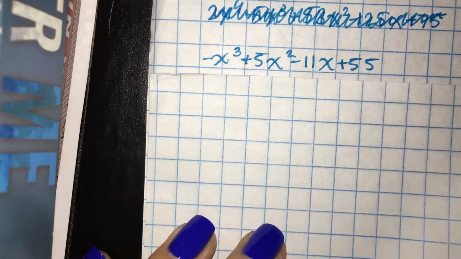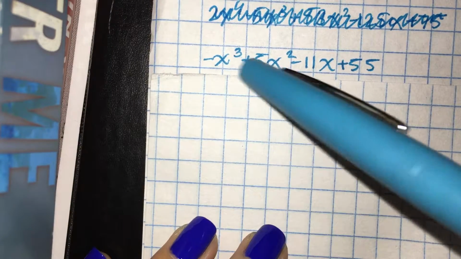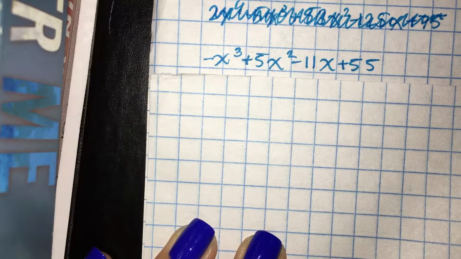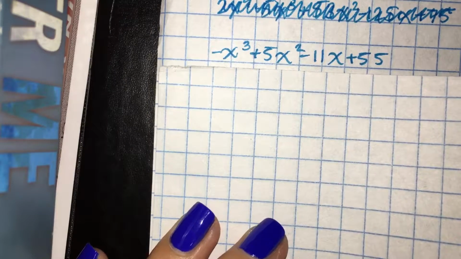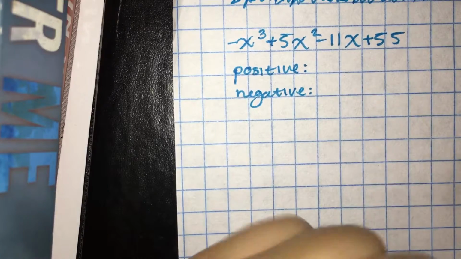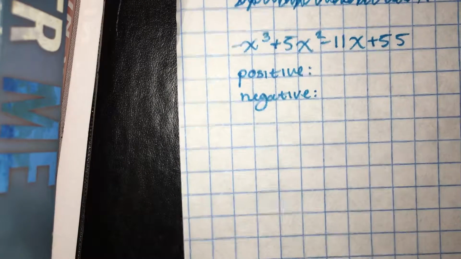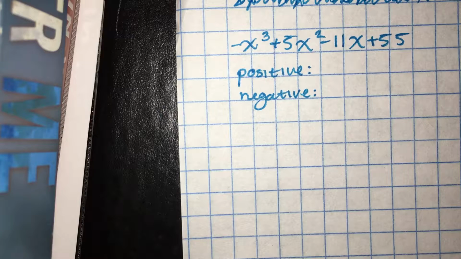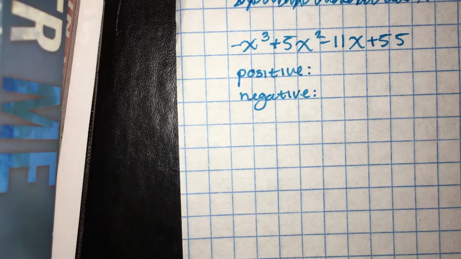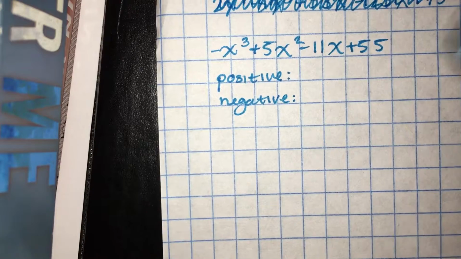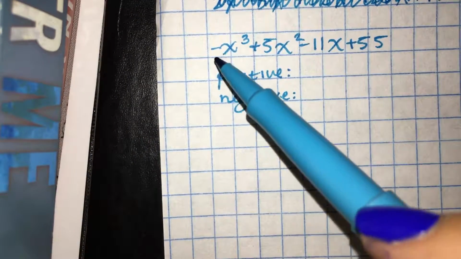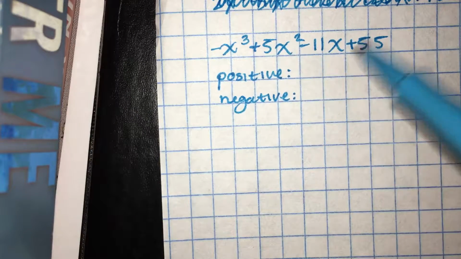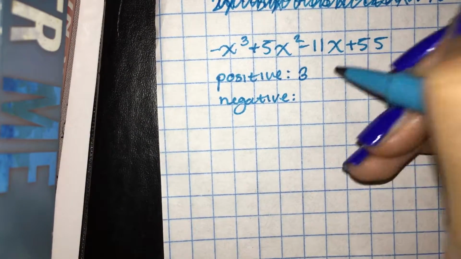Hi, so today I'm going to show you how to find the zeros of this equation. The first thing you have to do is find all the possible positive roots and all the possible negative roots. So you have to write down positive and negative, and to find this you have to use Descartes' rule, or Descartes' theorem. You have to count the different changes of signs. So this one has 1, 2, 3 sign changes, and you always decrease it by 2.